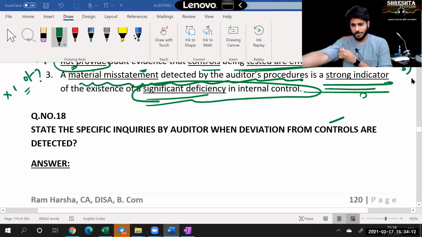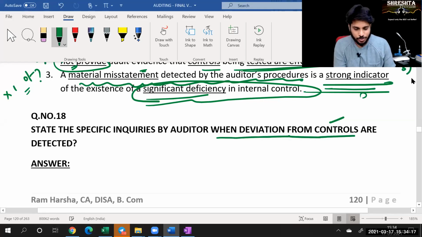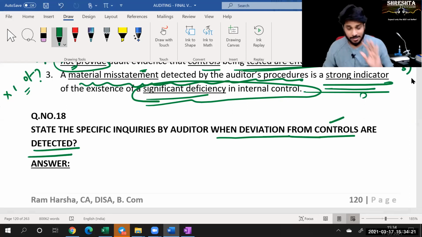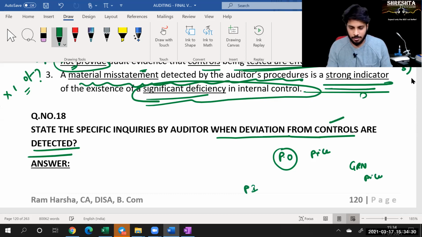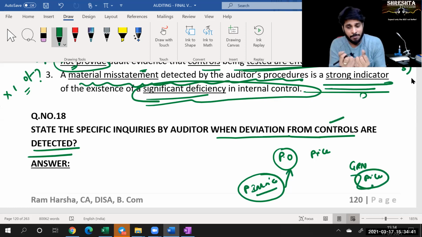Next question: when deviations from controls are detected, like I told you, whatever price is mentioned in the purchase order, the GRN price should be the same. Of course, the vendor will give an invoice, and that price should also be the same. Suppose the vendor has given a different price, that is not in our control, so let it be. But in GRN, the price we are taking should be as per the order copy.